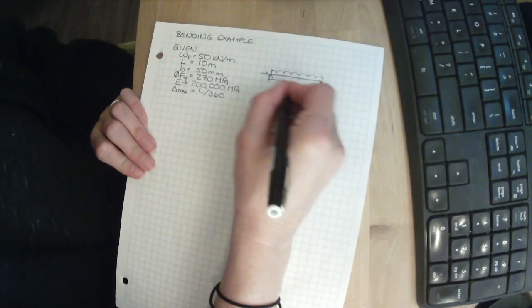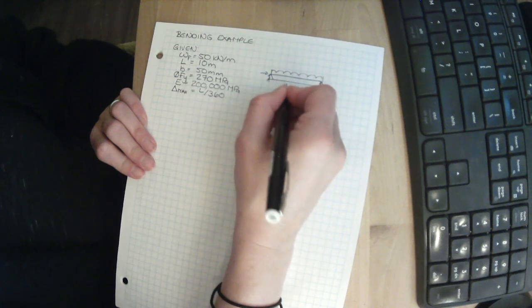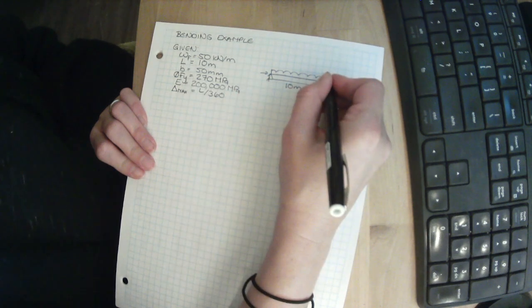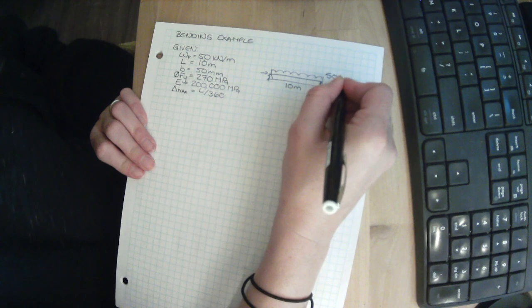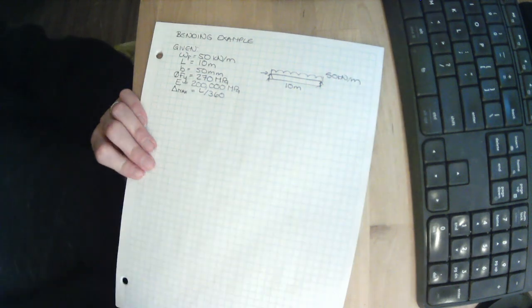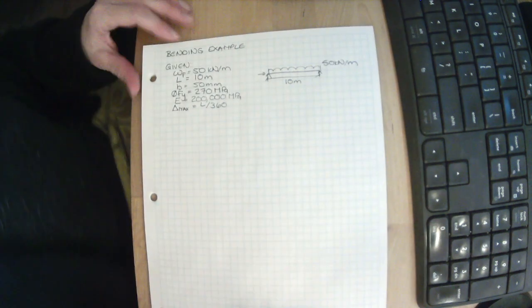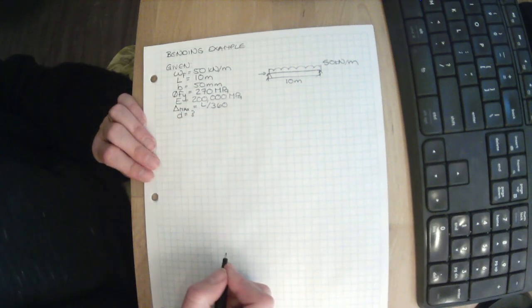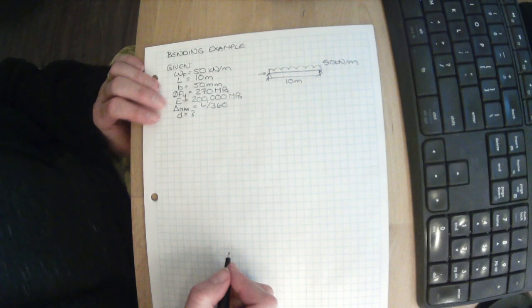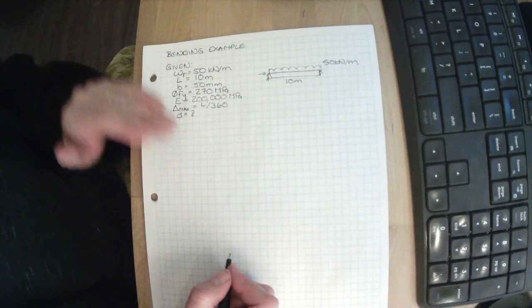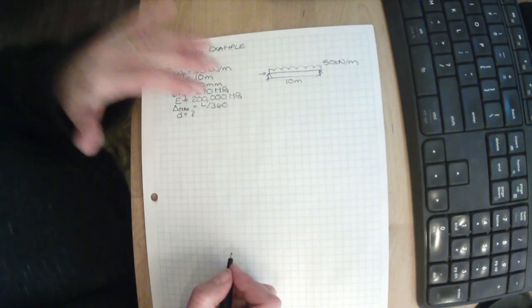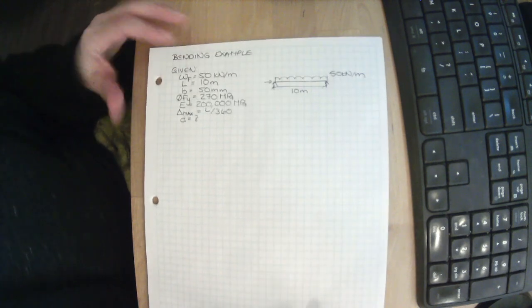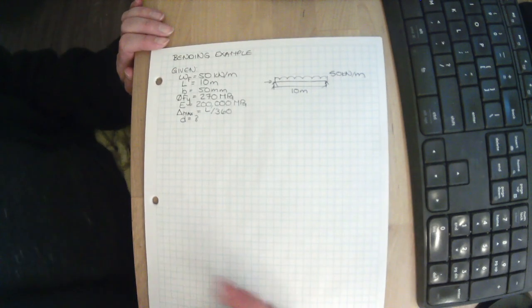I know I have this information right here, but I'm just going to write it again. That's 10 meters, and that is 50 kilonewtons per meter. And we need to figure out what D is. We want the shallowest beam possible that works. So it has to be big enough to work, but we don't want it to be bigger than it needs to be, or else we're just wasting money.